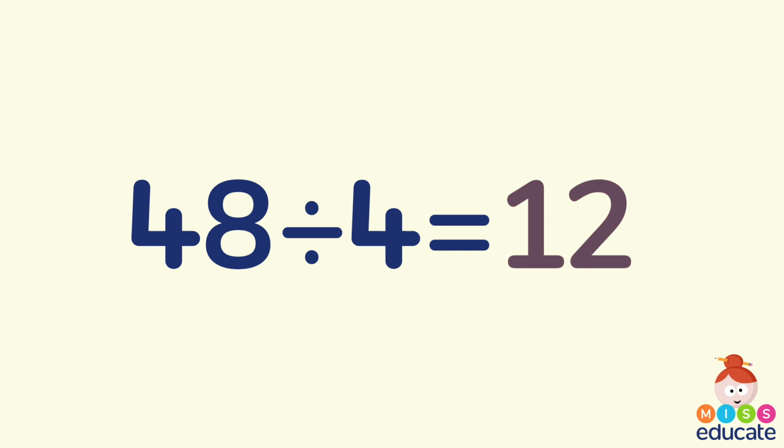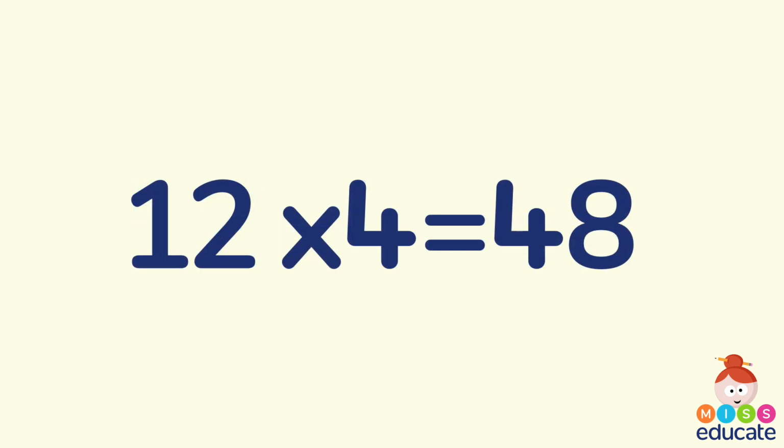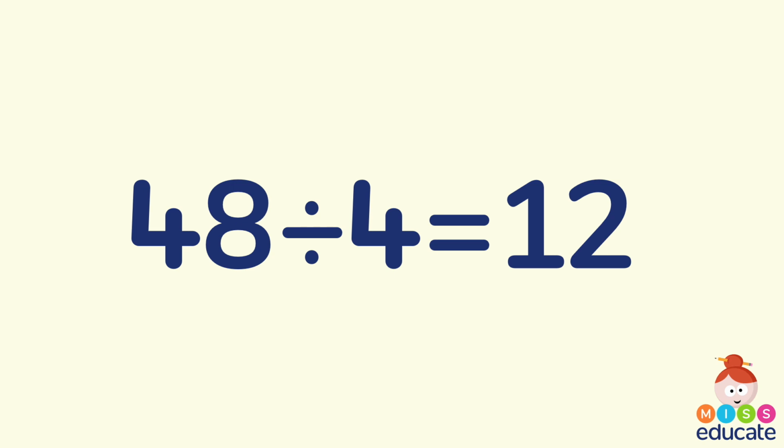Let's just look at that again. Go back. 12 times 4 is 48, and 48 divided by 4 is 12. So that's that linked knowledge that we have there. But let's say that we use short division or bus stop method. Let's see what that looks like.